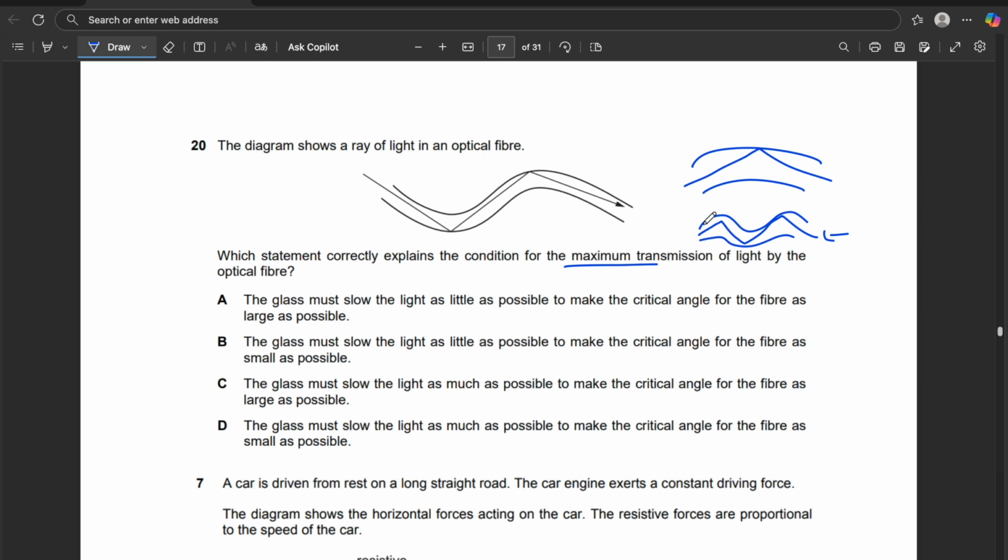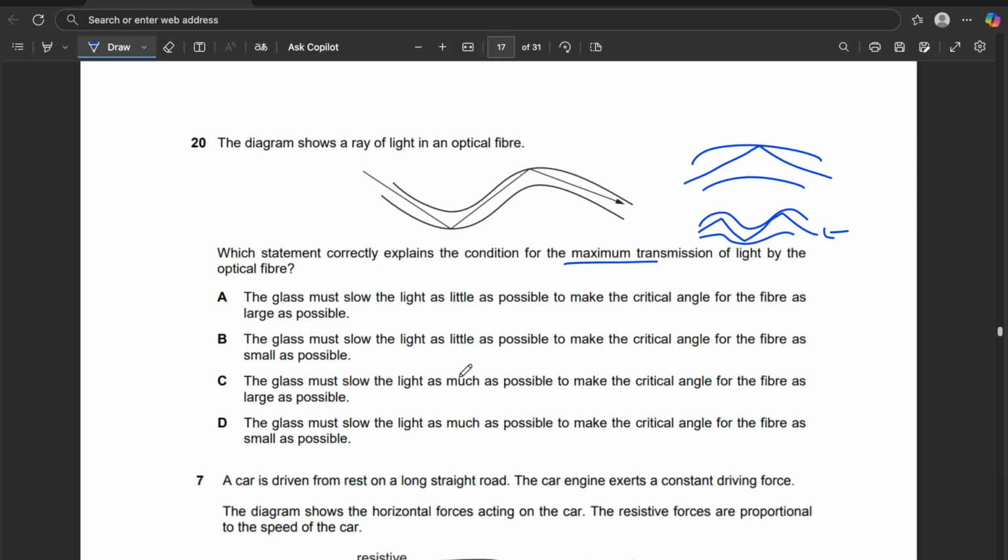So when we do this, we are actually slowing the light down, right, because of more curves. You have to reflect it this way back. So that's why we have to choose from C or D, because we have to slow the light as much as possible in this condition. This is slowing the light down.